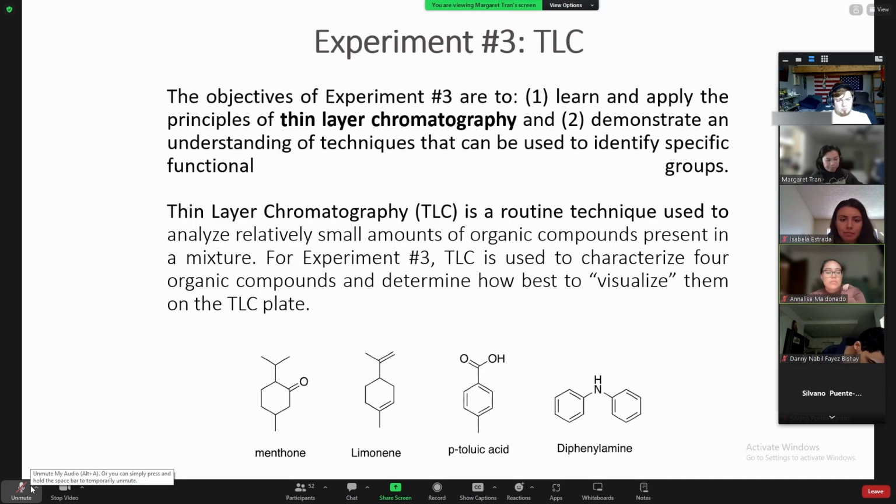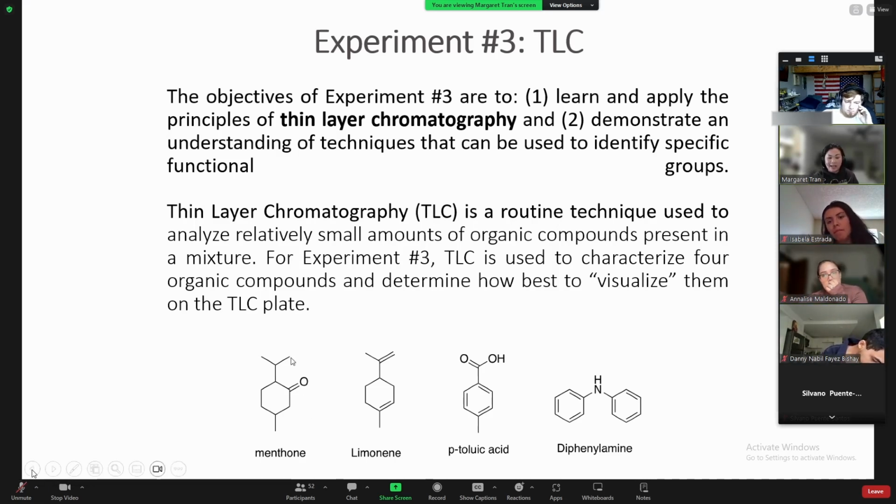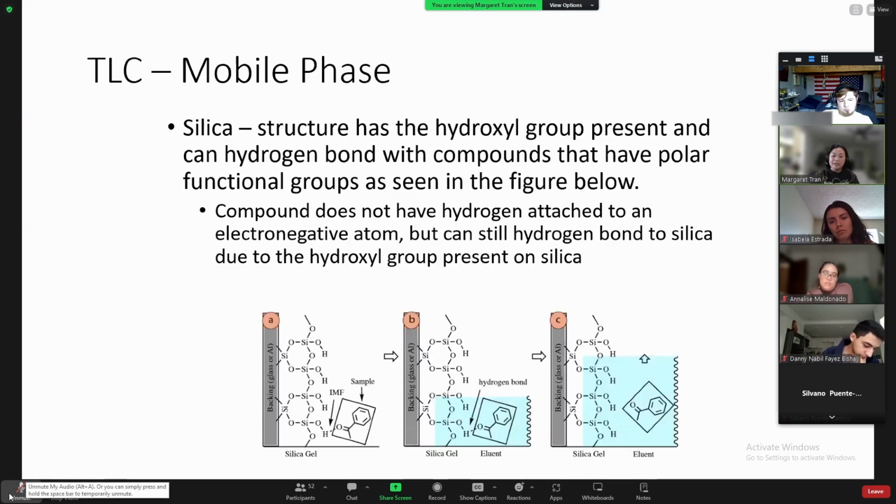Menthone. Menthone, right? So menthone's going to be the next one with the highest RF, because it's only going to be able to hydrogen bond once. Diphenylamine is going to be able to hydrogen bond twice. And your p-toluic acid has the potential to hydrogen bond 3 times to the silica. So therefore, limonene is going to be the highest RF, and then menthone, and then diphenylamine, and then p-toluic acid. In theory, looking at the ability to hydrogen bond with the molecules.